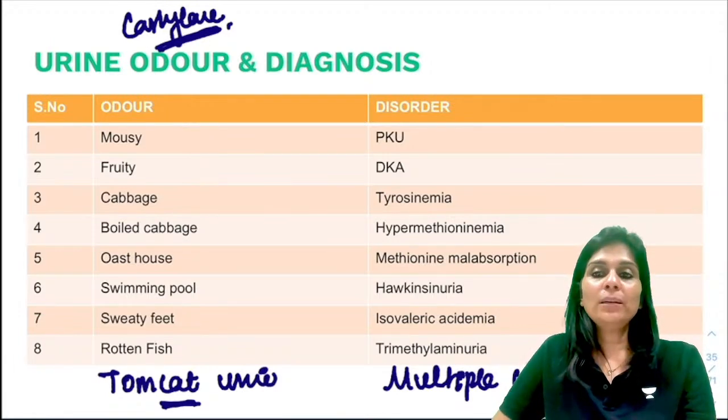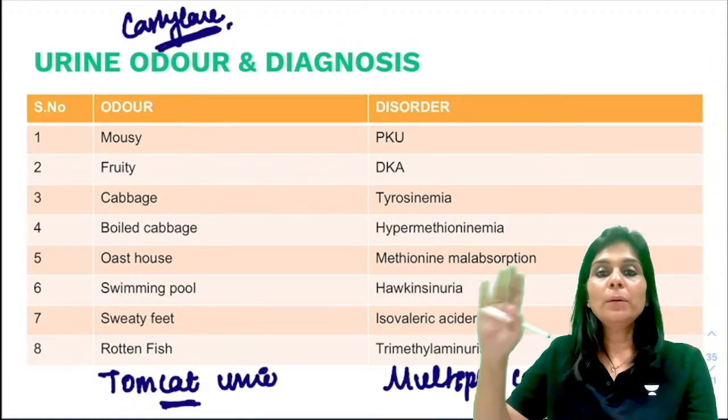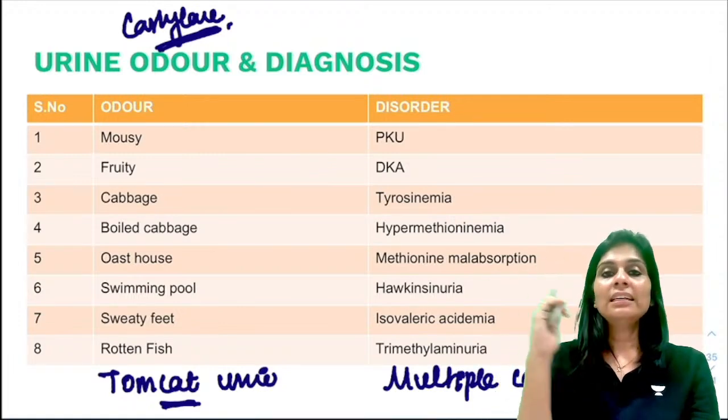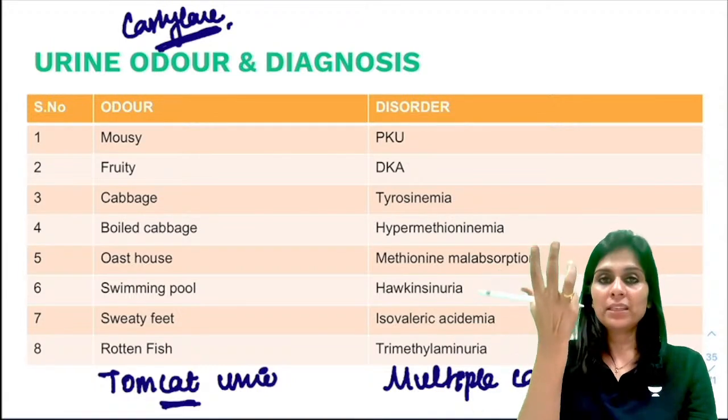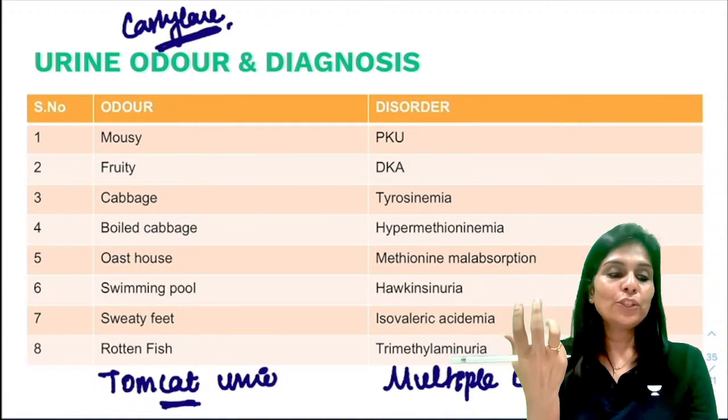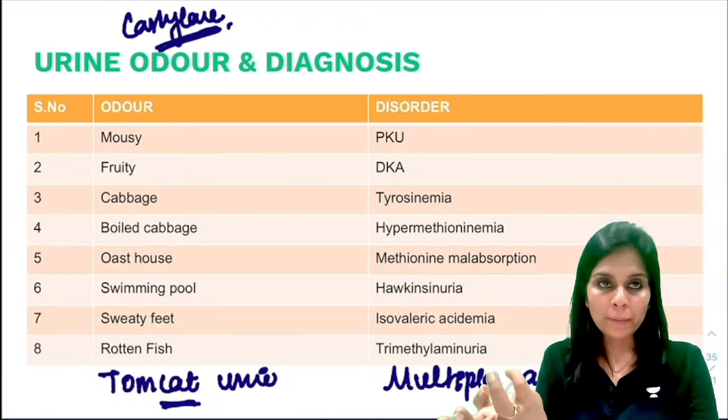And then after fruit, remember a vegetable. Which vegetable is it? Cabbage. Cabbage odor, remember the image which I showed you. Tire is repurposed to grow cabbage. So cabbage odor is a feature of type 1 tyrosinemia.